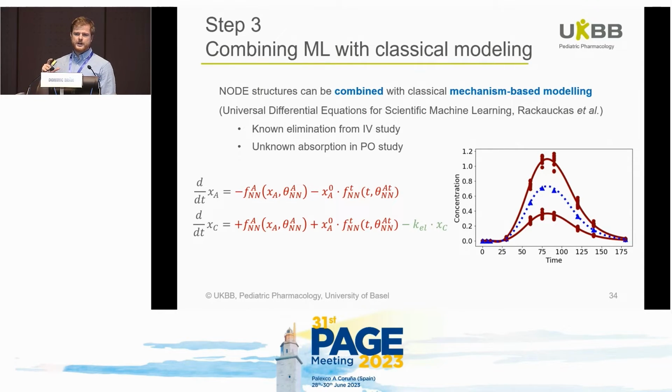So we only describe the part where we have no clue what's happening with neural networks, and the elimination, here in green, we define explicitly. And as you can see, we have data with a strongly delayed absorption, and the NODE was able to nicely fit this data and even make predictions or simulations in between the training data.